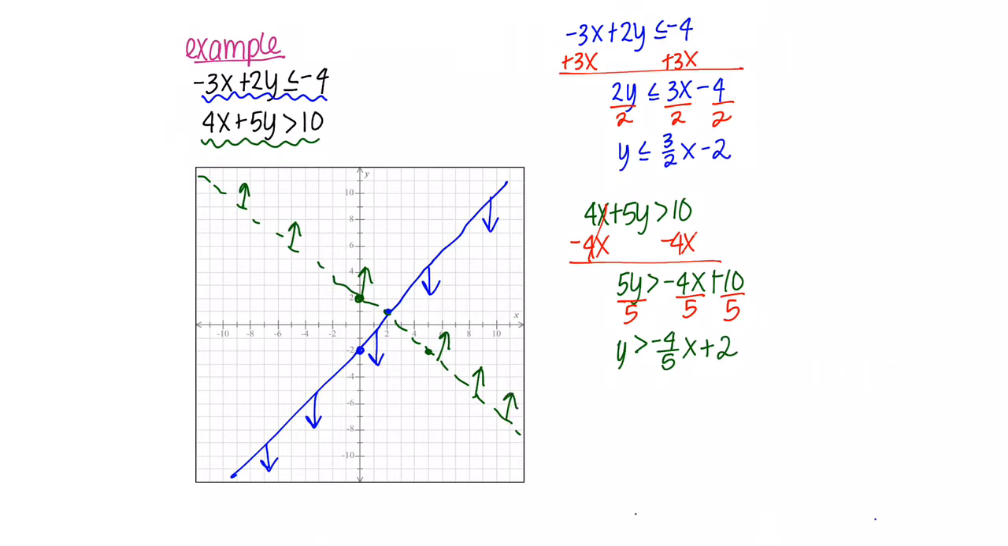So the region that has arrows in both directions is this guy right here. And we shade him. And that's it. We're done.